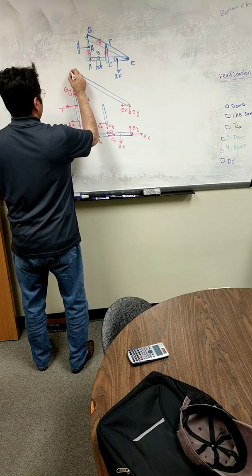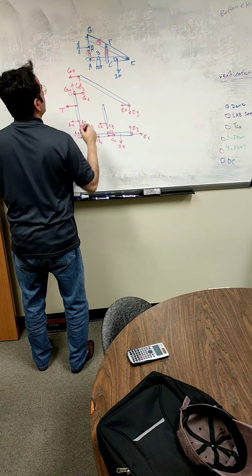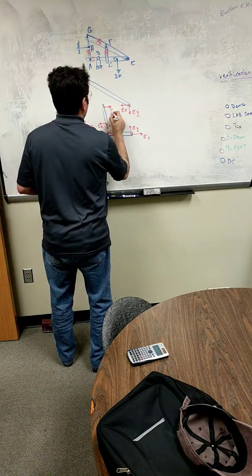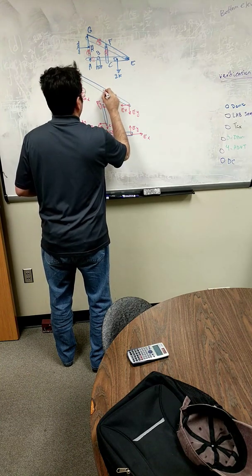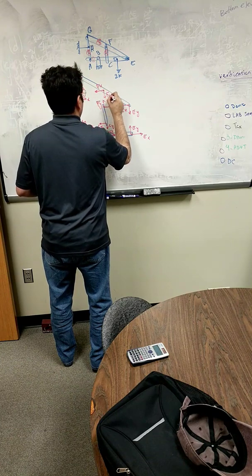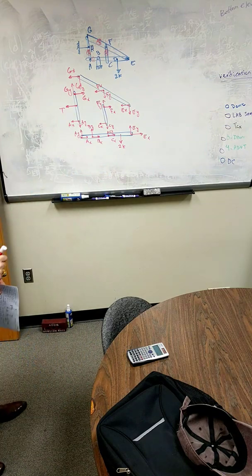Put opposite GX, GY here, and this point, call it FX, FY. Put opposite here, FX, FY. And that's your free-body diagram for all four.